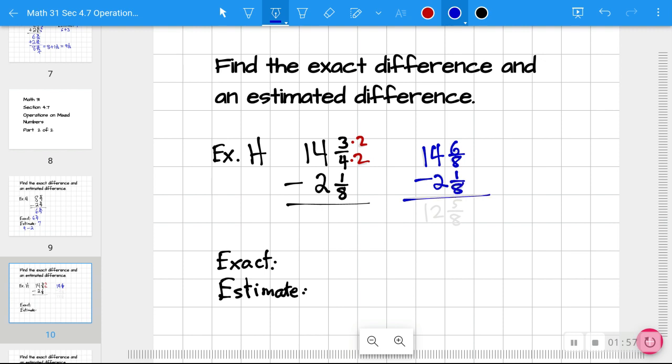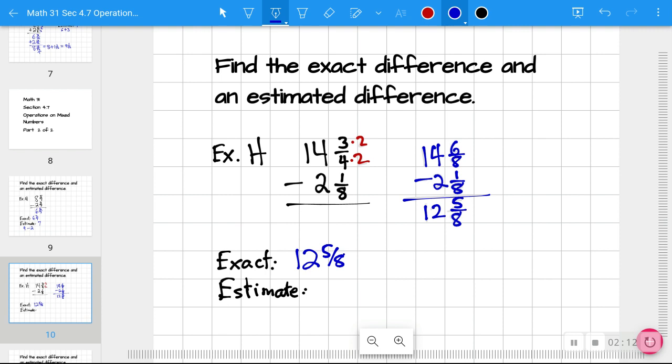So if you subtract the fractions, 6/8 minus 1/8, you get your 5/8 here. And then 14 minus 2. So the exact answer is 12 and 5/8. I keep forgetting to do the estimate first.